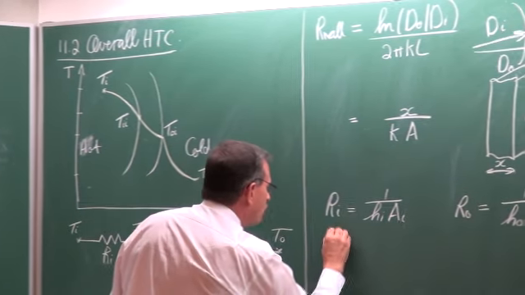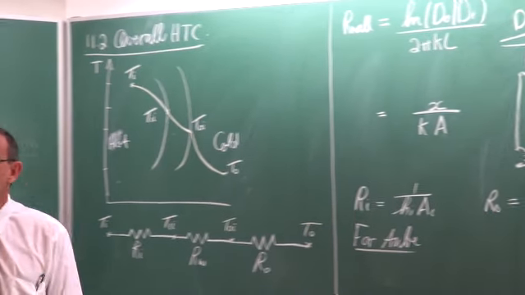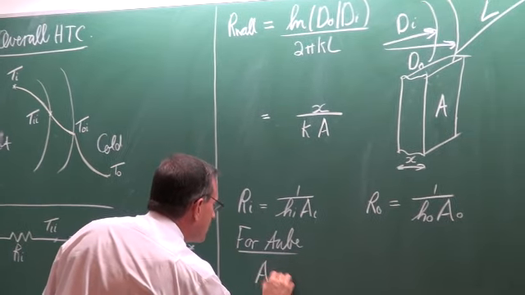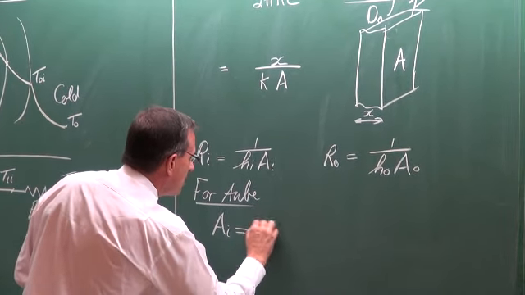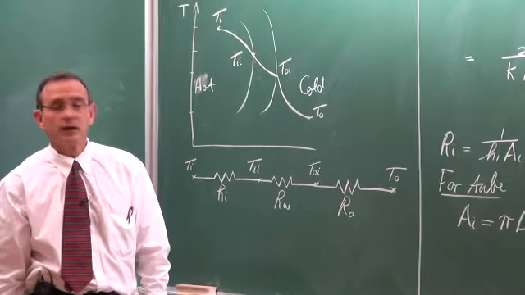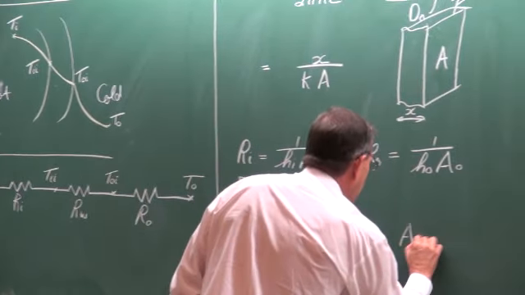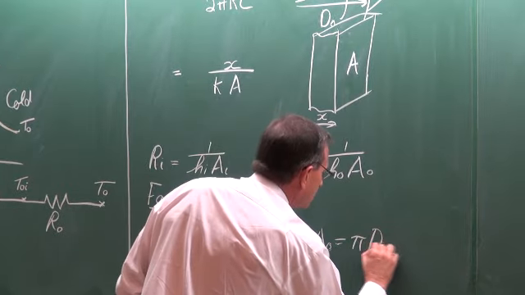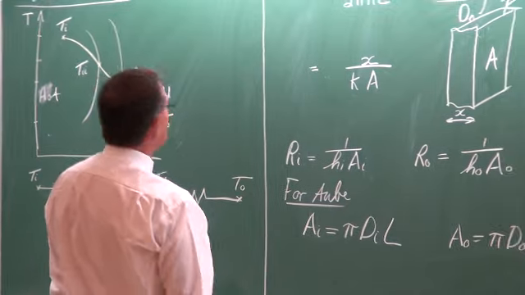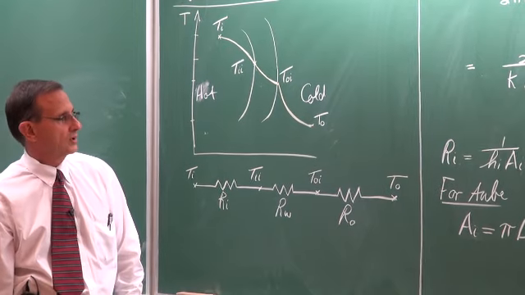Okay, let's suppose we work with a tube specifically. Then we can say the area on the inside would be equal to pi multiplied by the diameter multiplied by the length. That would be the surface area for the heat transfer. And on the outside, it would be equal to pi multiplied by the outer diameter, multiplied by L.